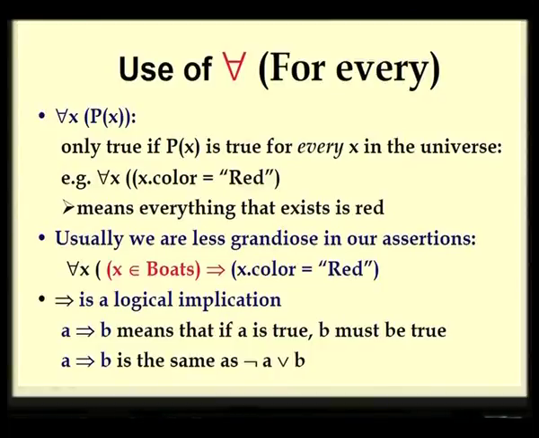But we have no way of saying that everything that exists in the world is red. So, here what we can say is for all x, x belongs to boards. What is the meaning of this? x is a member of boards. Boards is a relation, and x is a variable over the tuples of that boards relation. Implies, I will come to implies a little bit later, x dot color is equal to red. Now, what is this trying to tell you? This is a logical implication. We will go a little more in detail about this. If A implies B, it means that if A is true, B must be true, and it is the same as not A or B.